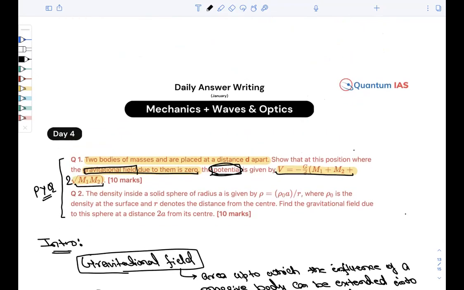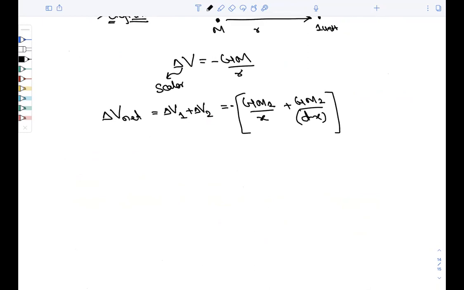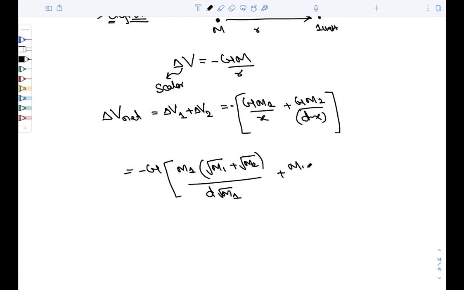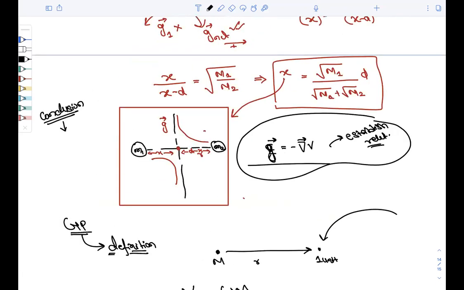Acha, one thing, please do one correction here. It is 2m1, this was missed. V equals to minus G by d, m1 plus m2 plus 2 root under m1 m2. This is the correct answer. Just put the value, so it will become minus G, m1 x1 is root m1 plus root m2 upon d root m1. From above we can put plus m2. We have taken G outside, so what will be d minus x? So d minus x is root under m1 m2 into d minus this.